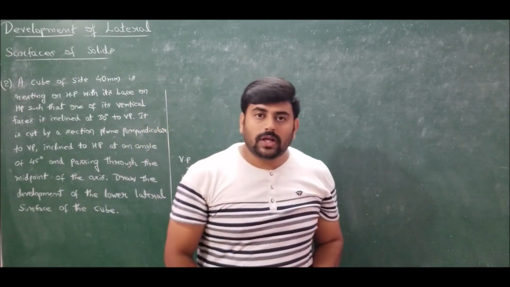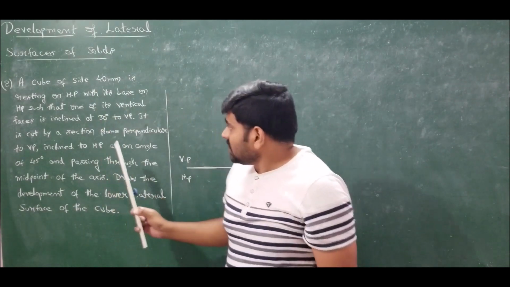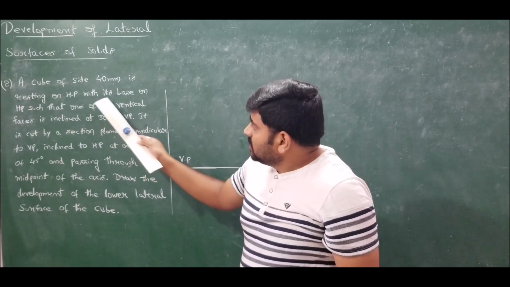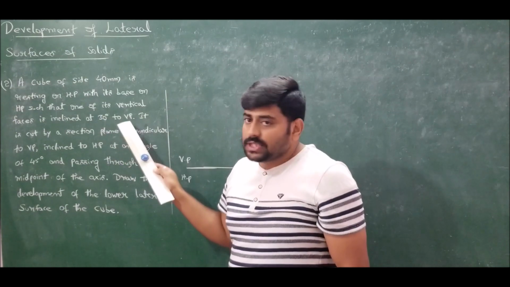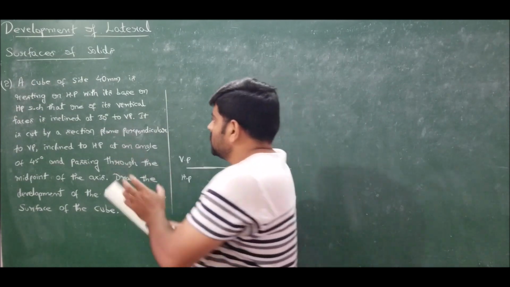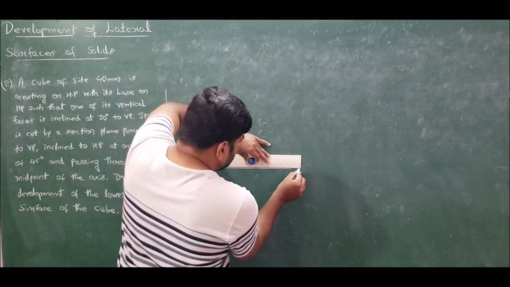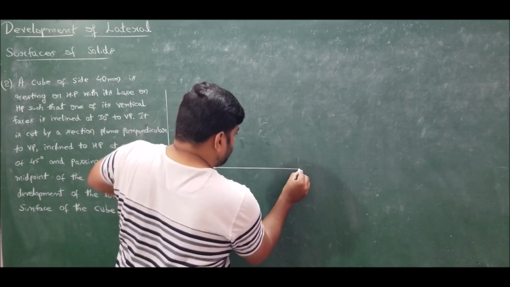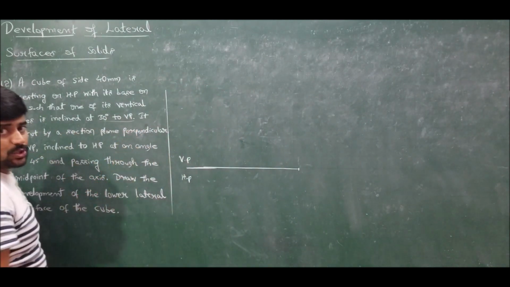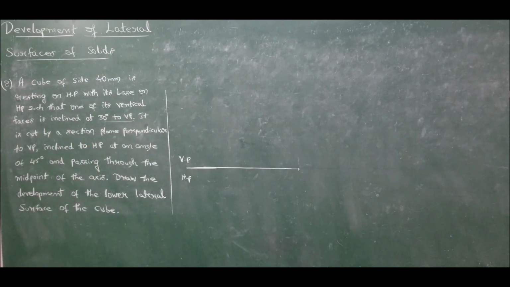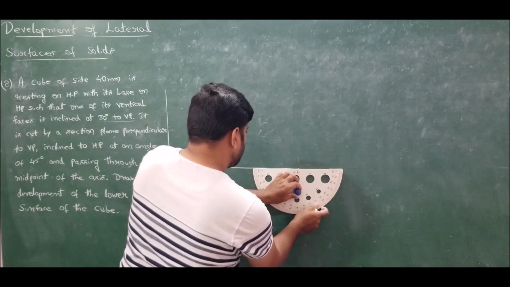For cube, both front view and top view are a square of 40 mm, but he has given a twist here: with its base on HP, one of its vertical faces is inclined at 30 degrees to VP. So one of the vertical faces should be inclined at 30 degrees to VP. Therefore, I will draw a reference line at 30 degrees to VP first, to show that one of the vertical faces is inclined at 30 degrees to VP.